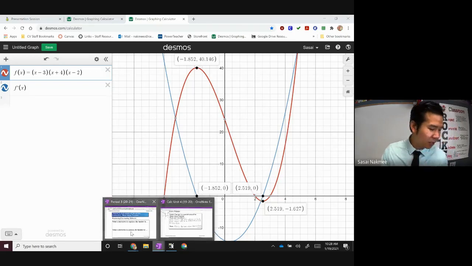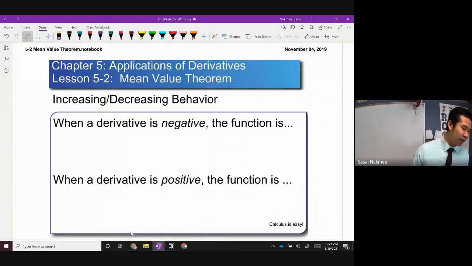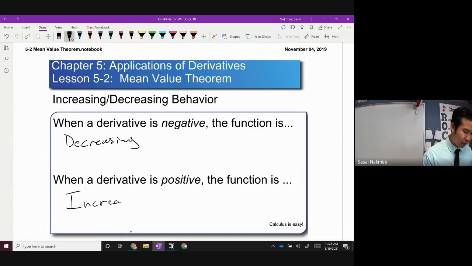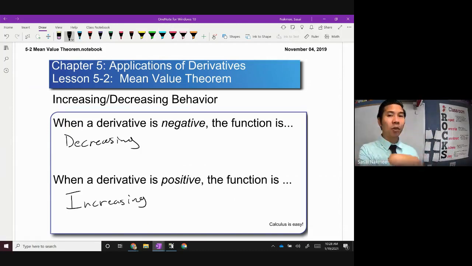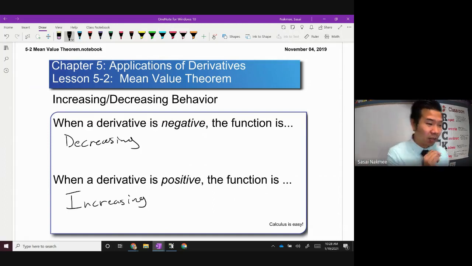So in your notes here, I need you to write that down. When a derivative is negative, the function is decreasing, right? When a derivative is positive, the function is increasing, right? And that's kind of neat. It's basically telling you could find out if a function is going up or going down from left to right without even looking at the graph. You can just look at its derivative.